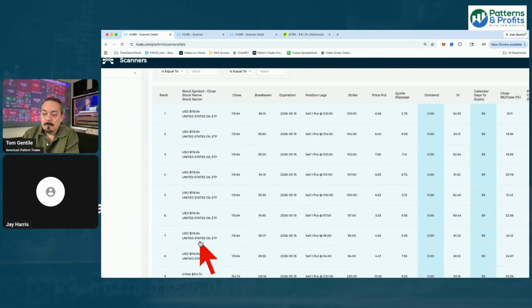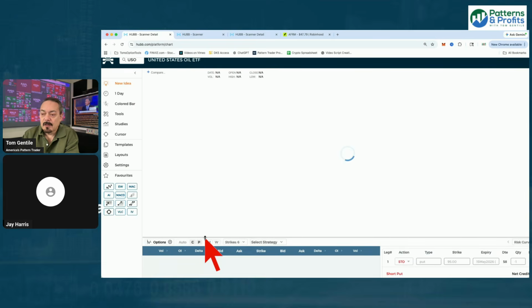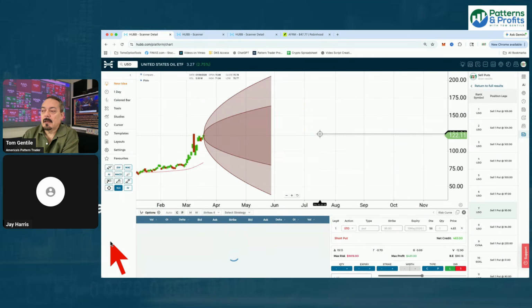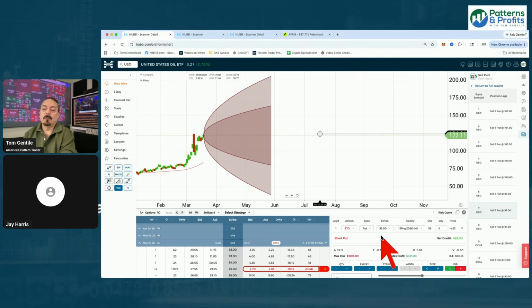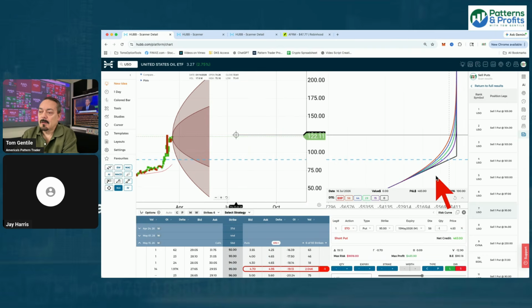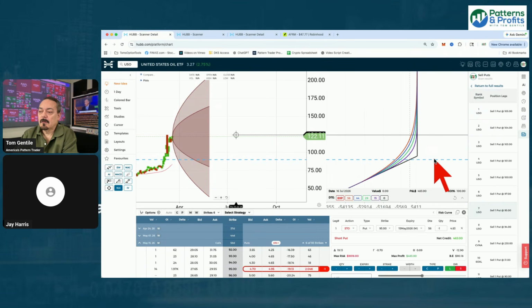Now, if I want to look at further information on that 95, I'm just going to click on it. And when I do, up comes the chart, up comes the implied volatility. And also what's coming in is the option trade and the short put, the 95 short put. So this will come into place. The risk graph will come into place. There it is. And everything is there for me to take a further look at.